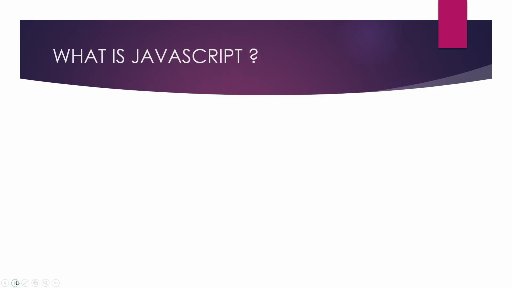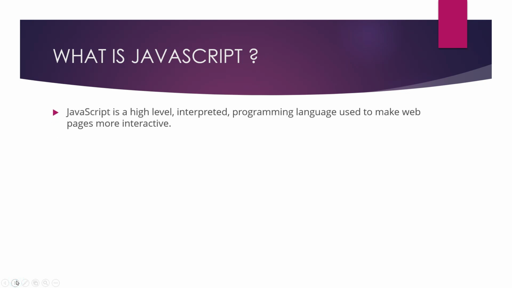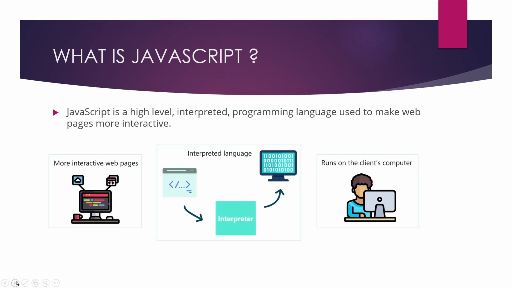Now, first of all, let's find out what JavaScript is. JavaScript is a high-level interpreted programming language, and it's used to make web programs and pages more interactive. It can make our website more interactive, and it's an interpreted language, which means it doesn't need any compiler on your computer system. You can write that code anywhere and run it with your browser, and it also runs on the client computer. It means you can run this JavaScript from any device or computer. So it's very easy to run. There is no need to configure anything on your computer.